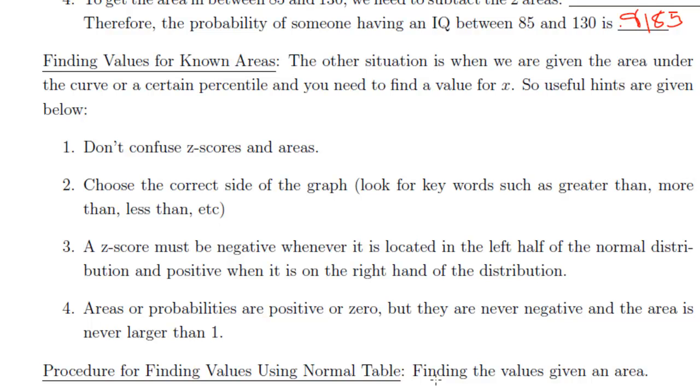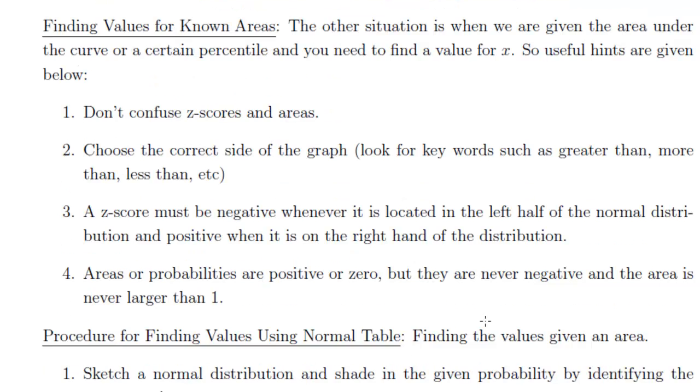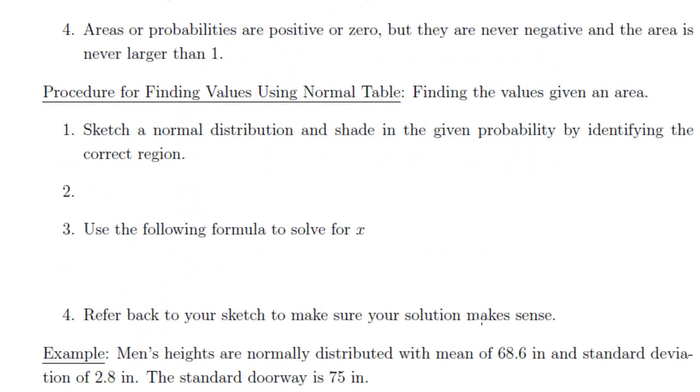Make sure you choose the correct side of the graph. So look for keywords such as greater than or more than, less than. We did an example where we found something that was greater than a number. We could certainly do less than as well. A z-score can be negative or positive. If the value is below the mean, it's negative. If it's above the mean, it's positive. And then areas or probabilities are always between 0 and 1.